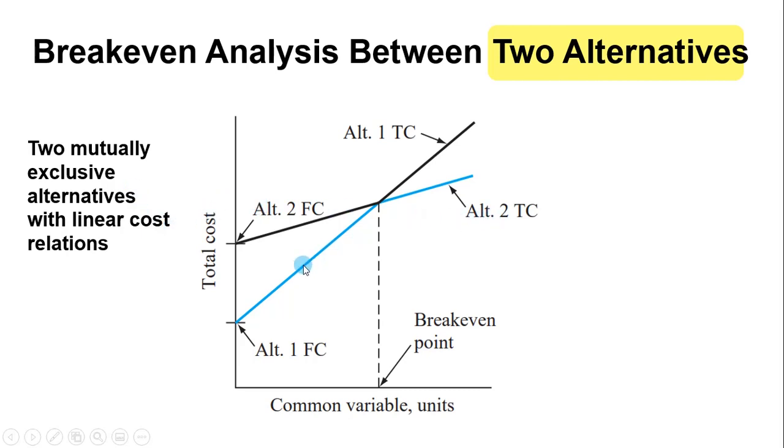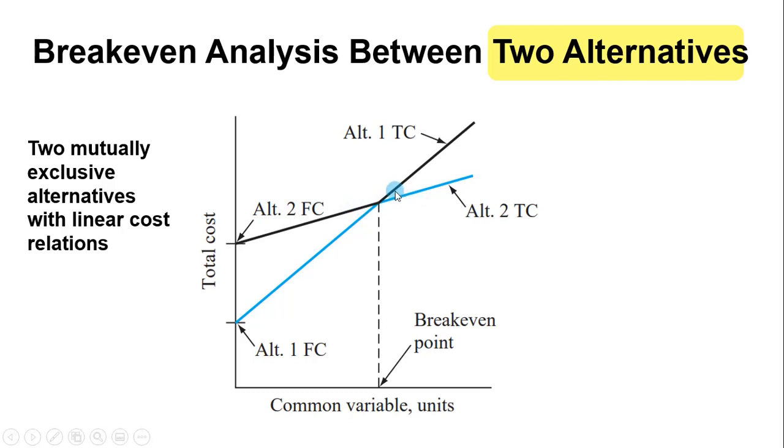Alright, so the first line represents the total cost for alternative 1. It has a lower fixed cost but higher variable cost because the line has a higher slope. And the second alternative has a higher fixed cost, but the variable cost is lower because the line has a lower slope.